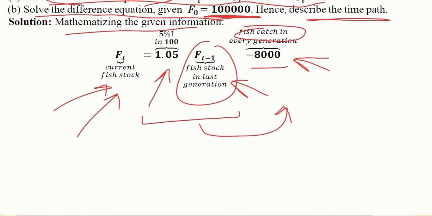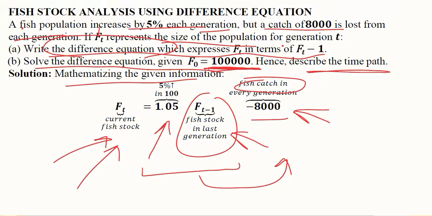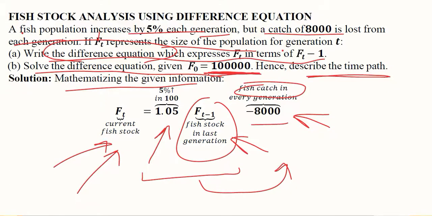And this was the development. First we developed the first order difference equation explaining the phenomenon of the fish stock and its growth over time, as well as incorporating the loss of the fish due to catch in each generation. So this is how we can use a first order difference equation in the analysis of fish stock.